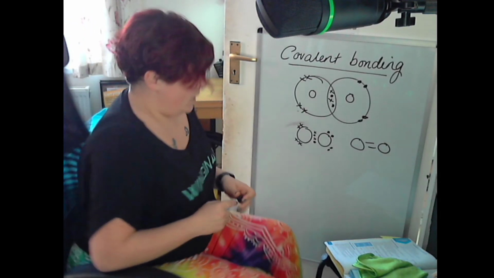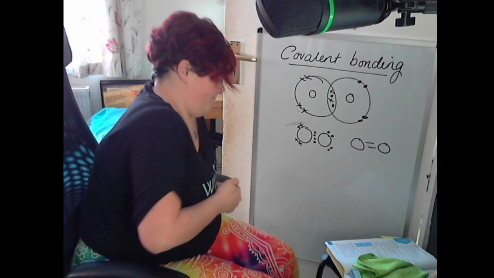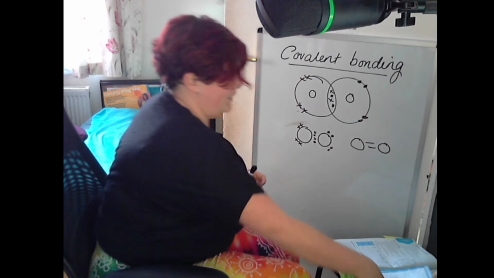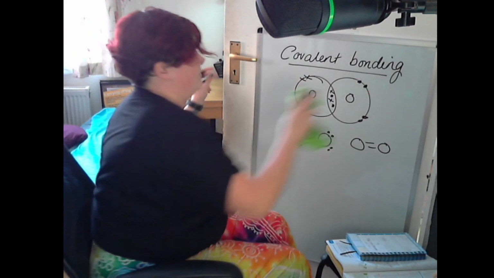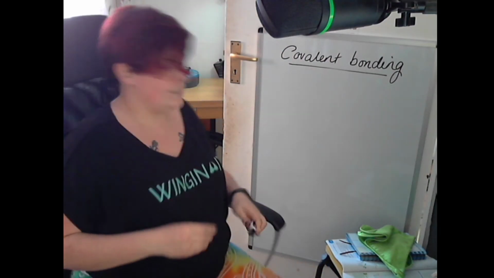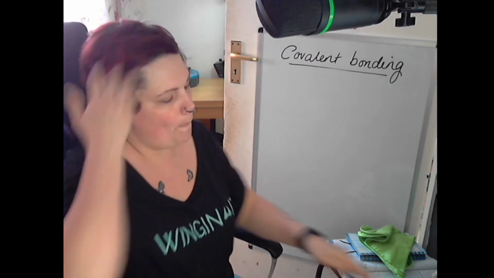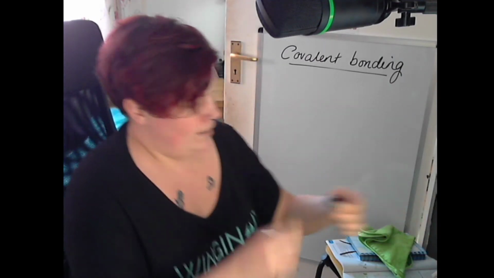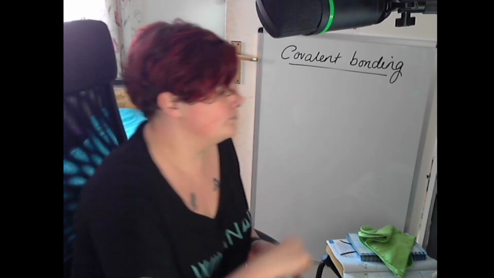Okay. Now, looking specifically at diamond and graphite. They are two quite key substances you need to know about. Now, this is to represent a carbon atom.